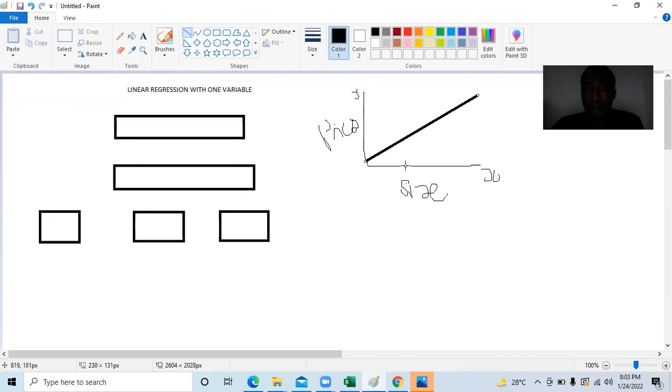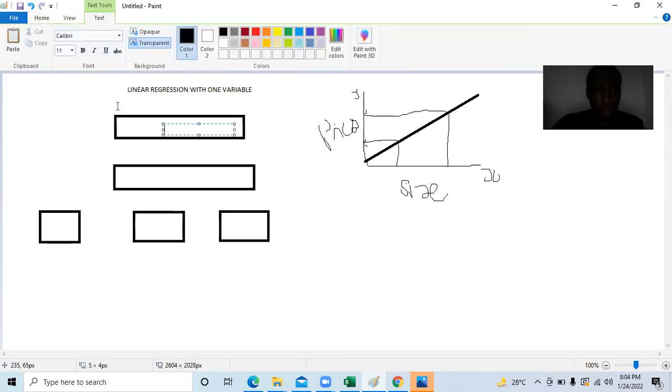So the size of the house here corresponds to a particular price. So you can predict that if the house has this size, then this is supposed to be the corresponding price. If the house has this particular size, then this is supposed to be the corresponding prediction for price, right? So we have training sets. I just showed you an example of a training set. So this is our training set.